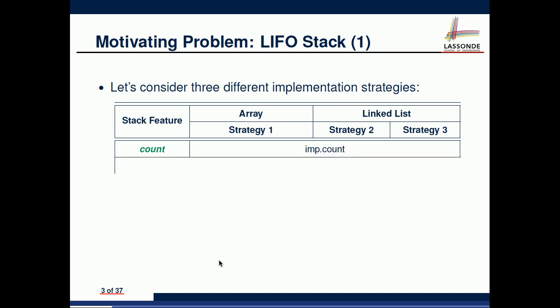Now, in order to know the count for the stack, we can simply get the count of the array or the linked list. Now, what possibility do we have for the top of the stack? It might be the beginning of the array, or the end of the array, or the beginning of the list, or the end of the list. So we're going to consider three possibilities here. In the case of the array, the top is at the end of the array. That's why I say imp.count. In the case of the linked list, strategy number 2, it should be the first node of the list. And the third one is the last node of the list.